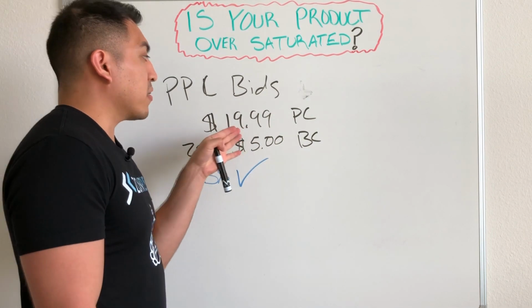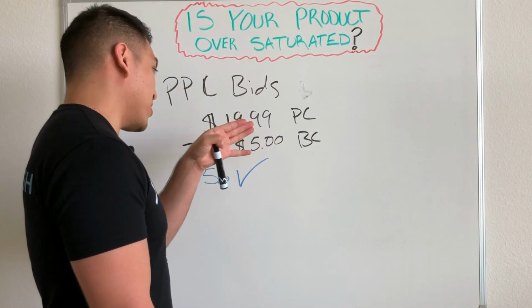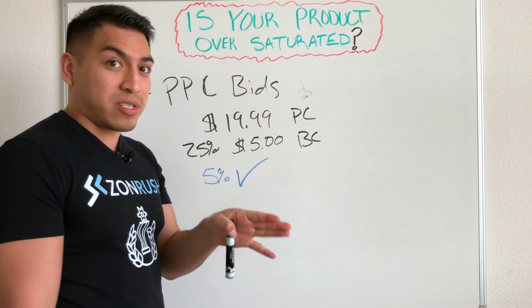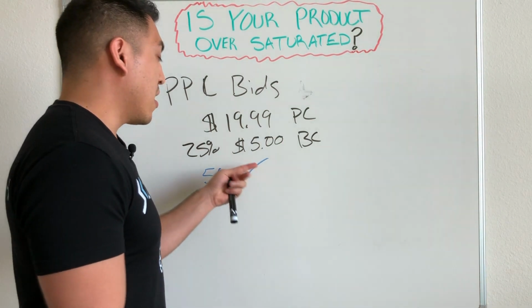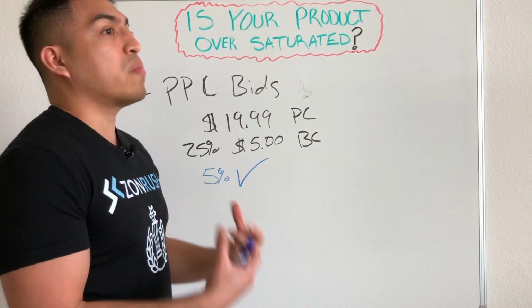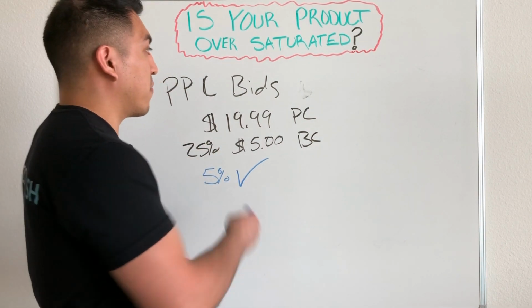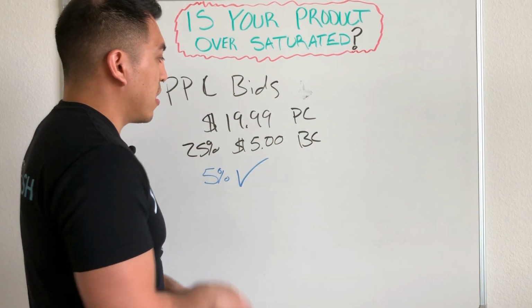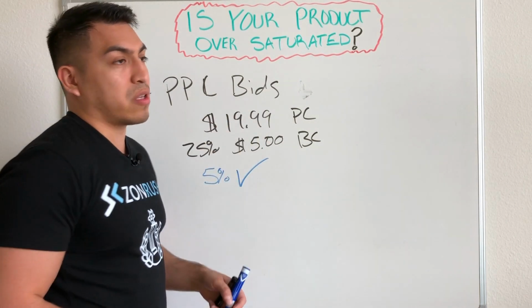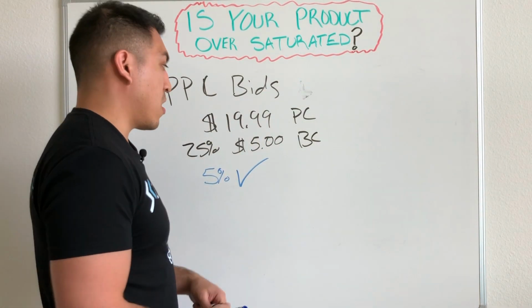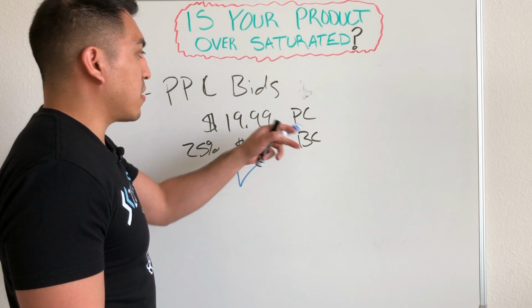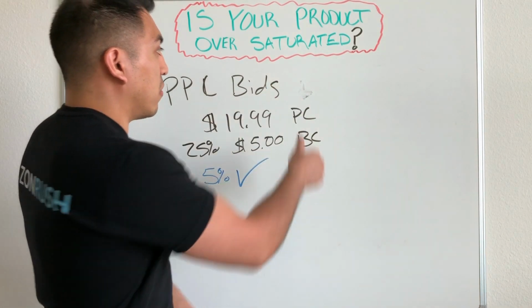Because if a product is selling for $19.99 and the bids are at $5, this is just a click, not even a guaranteed sale. That's telling you there are so many sellers competing for the keywords you're targeting that the market is pushing those costs up, obviously. So this is not sustainable at all.